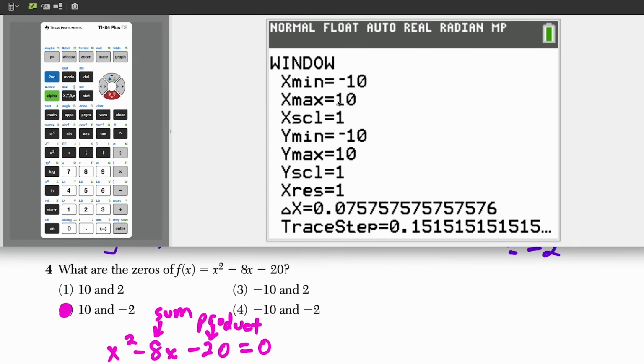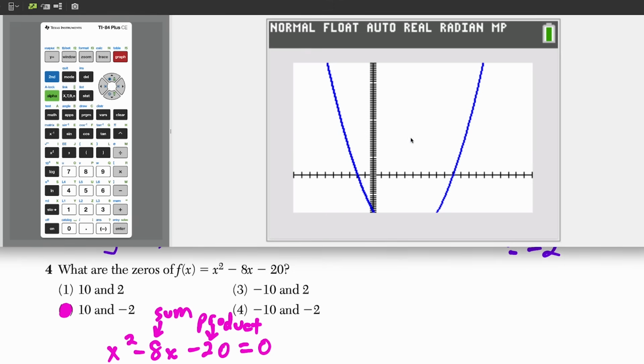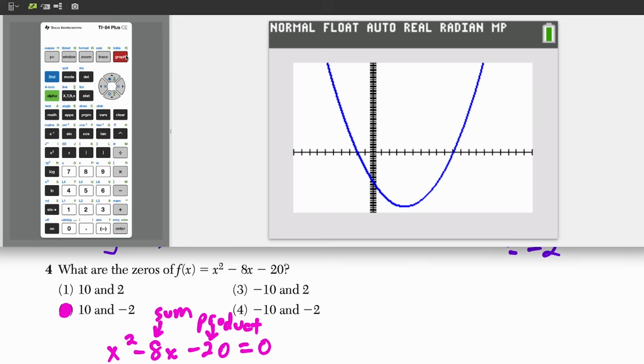If this is bothering you, like, wait, I can't see the graph here, you could go to the window and move the x maximum out to, let's say, 20. Let's say I bump the y minimum down to negative 20 and the y maximum up to, I don't know, let's say 60. Just make the window bigger, and now we could see more of the quadratic. Maybe I drop this down again to, let's say, negative 40, and now I could see the whole picture here. So negative 2 and 10 are the zeros.